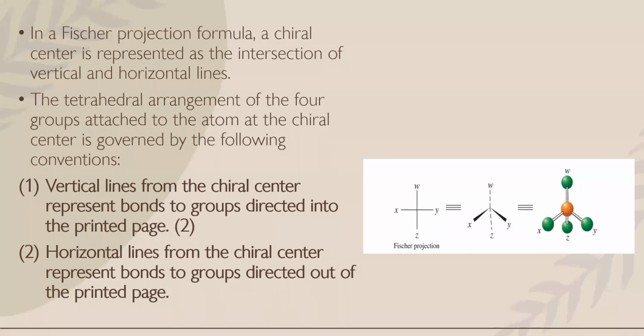So in the Fischer projection formula, a chiral center is represented as the intersection of vertical and horizontal lines. So ano yung itsura nun? Vertical and horizontal lines. So always assume that meron tayo ditong chiral center. Nandito po lagi ang carbon atom. The atom at the chiral center, which is almost always a carbon atom, is not explicitly shown. But nasa center siya ng vertical line and horizontal line.